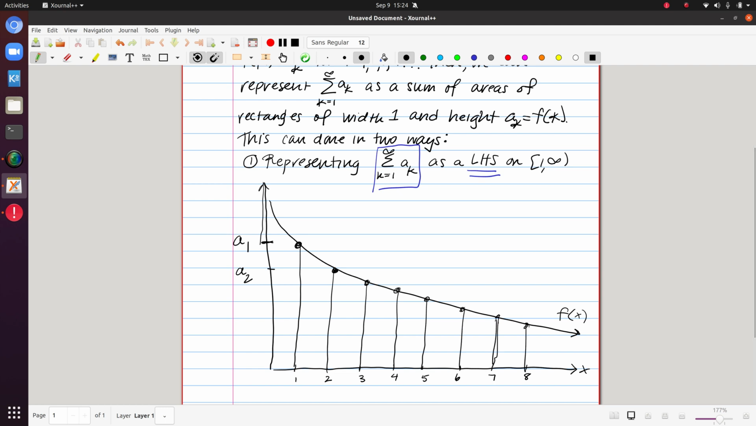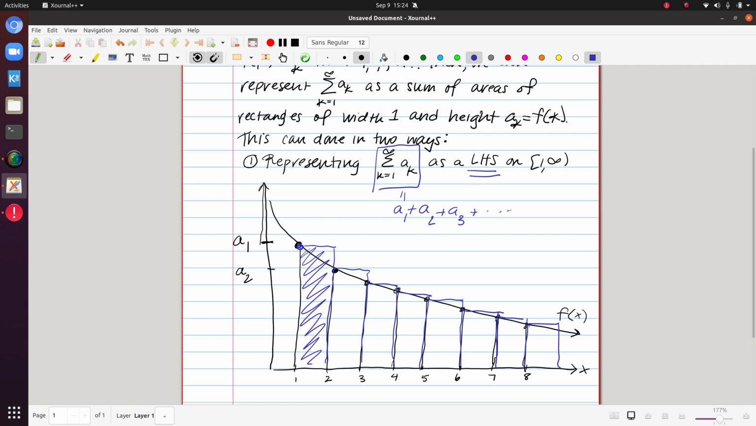And if I want to now sketch the terms of my sum as a left-hand sum, this is a1 plus a2 plus a3, etc., then I can find a1, and for a left-hand sum, this is going to be drawn in this way, and in this way, and so on. And I can continue this process indefinitely, because we want to have infinitely many terms. The next one would go here and so on.